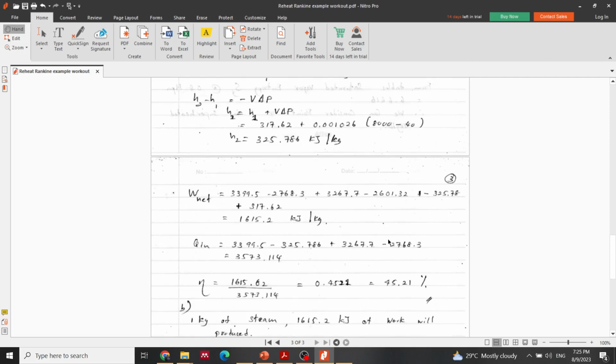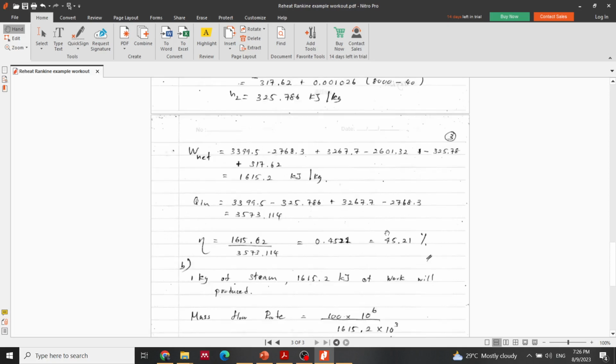Again this value needs to be changed, 2811.8, right? This value. Again you can find the Q in as well. Then the eta net you can derive: W net divided by Q in, then you will get a different value here. Now this value should be changed because I have made a mistake here, therefore this value should be changed, right?